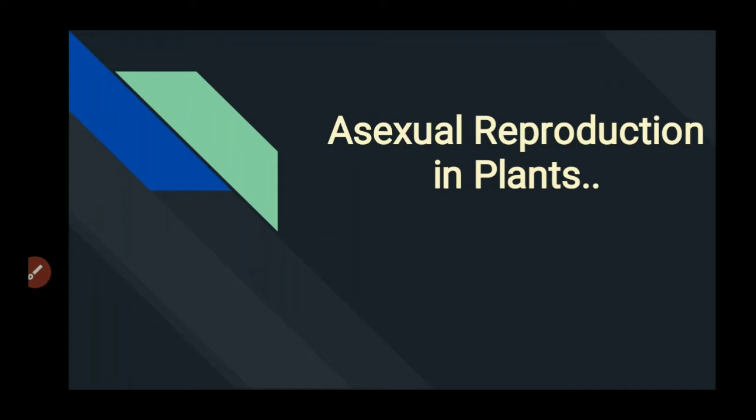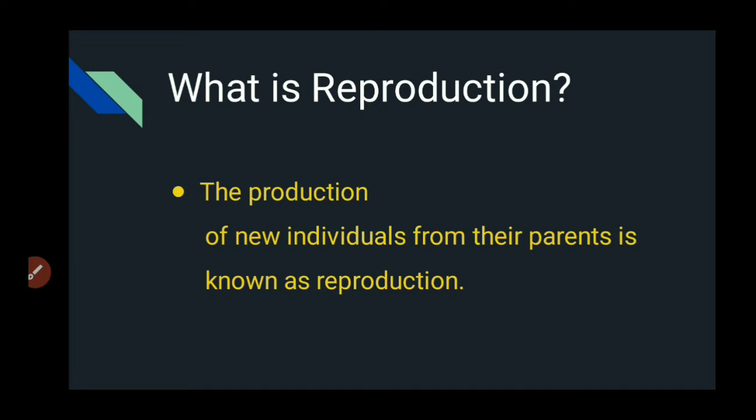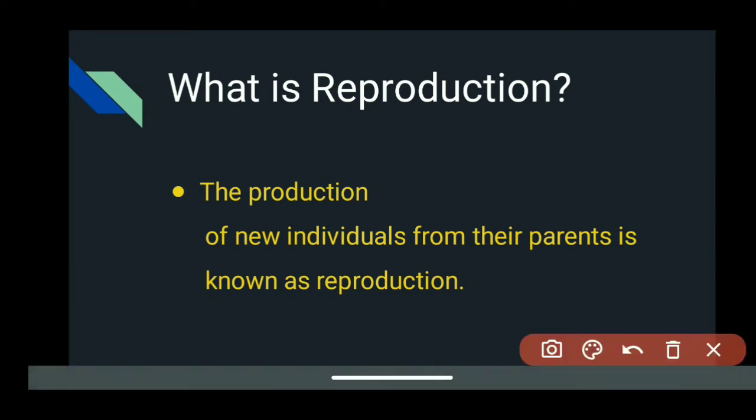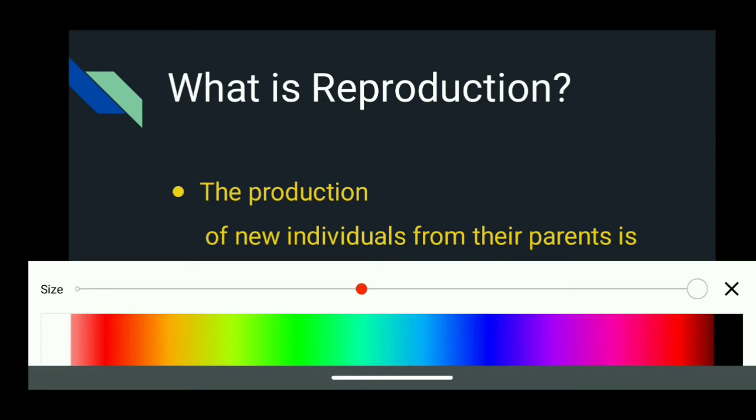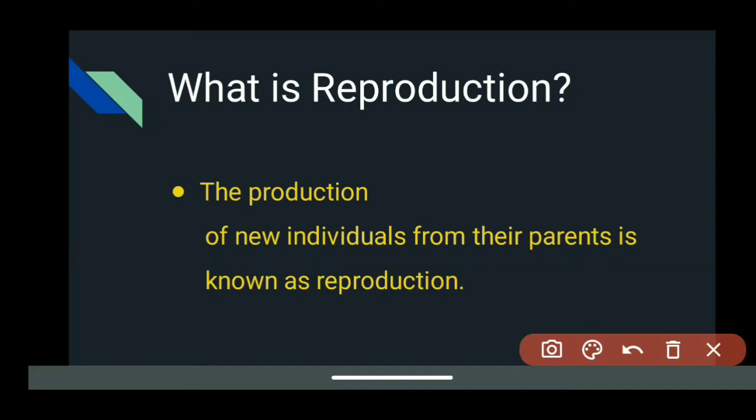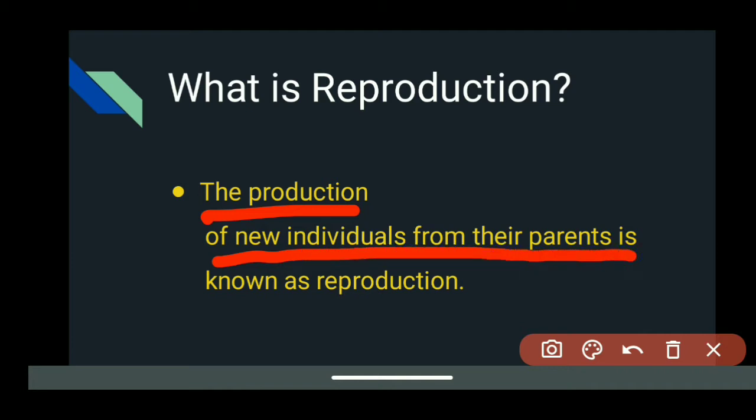Today we are going to learn not only asexual reproduction in plants but also the types included in asexual reproduction in plants. So moving on, what is reproduction? The production of new individuals from their parents is known as reproduction.